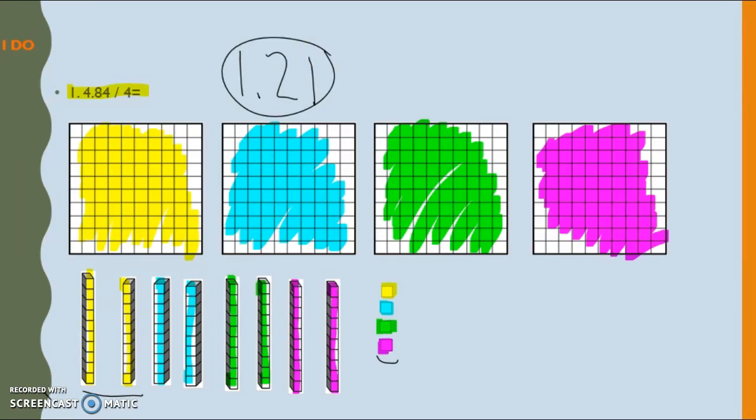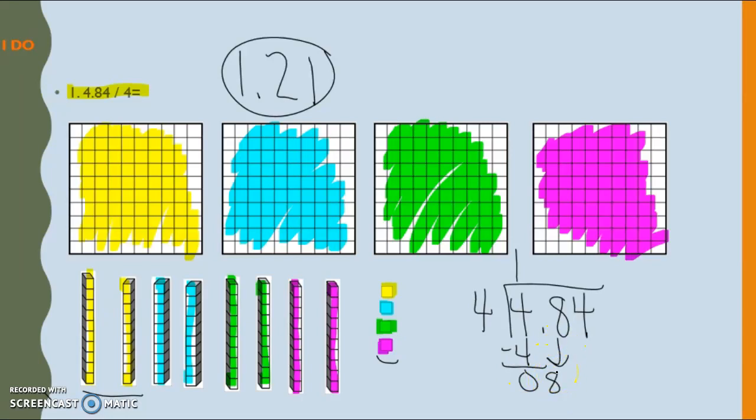In addition to using our modeling, we will also solve with the standard algorithm. Let's set it up here. 4 and 84 hundredths divided by 4. We know that 4 can go into 4 one time. 4 minus 4 is 0. Bring down our 8.